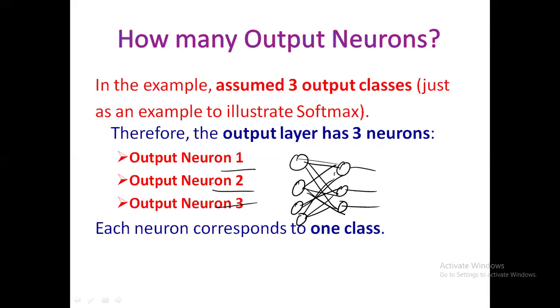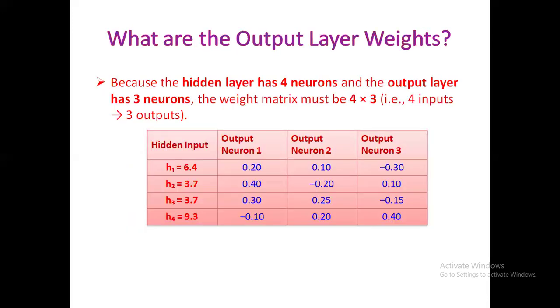Output layer has three neurons. So for example, I have taken three output neurons. Any type, any number you can take it. Because the hidden layer has four neurons, the output layer has three neurons. The weight matrix must be, again I have taken the weight matrix for the output value.